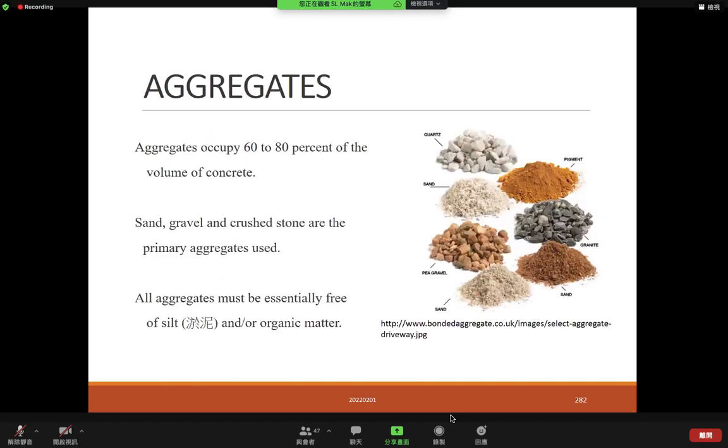So seawater is not allowed to be used to make concrete. And then the next important material is the aggregates. Aggregate occupies about 60 to 80% of the volume of the concrete. You can see in the photo, there are many different small rocks inside the aggregates, and crushed stone. And all aggregate should be cleaned and free of organic matter.